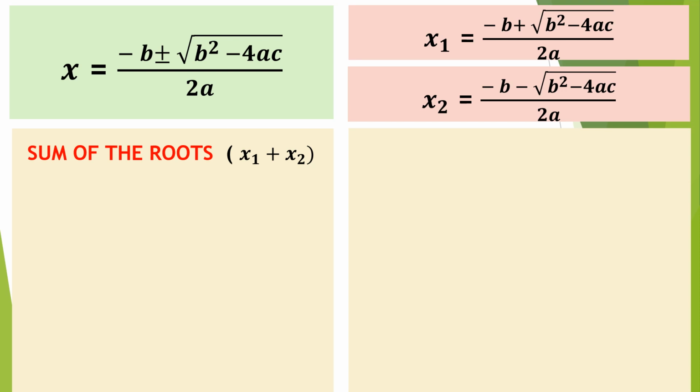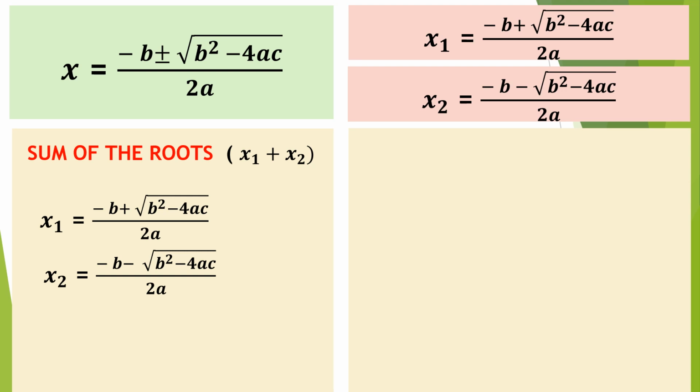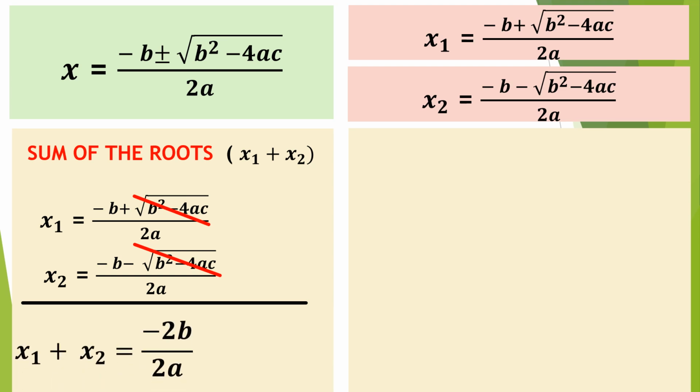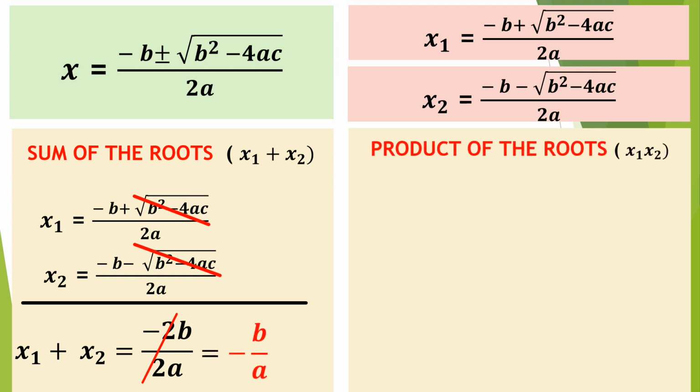But what will I do next? I'm going to get their sum. So for me to get the sum of the roots, of course, you have to add the two roots. So notice that we can cancel the radicals, because they are the same radicals, but take note, one is positive and one is negative. So this cancels out. What was left? We have negative b plus negative b is equal to negative 2b, and copy the common denominator, which is 2a. Simplifying this further, therefore x1 plus x2 is equal to negative b over a.